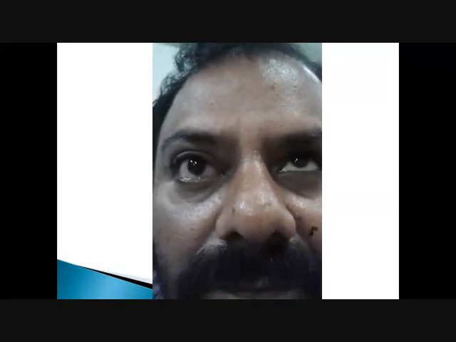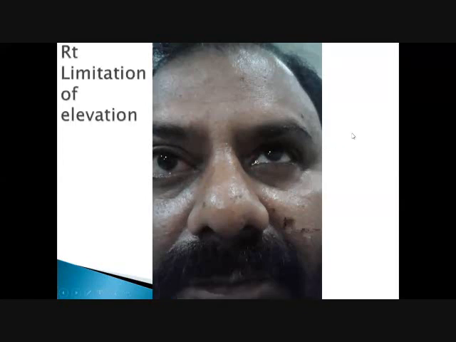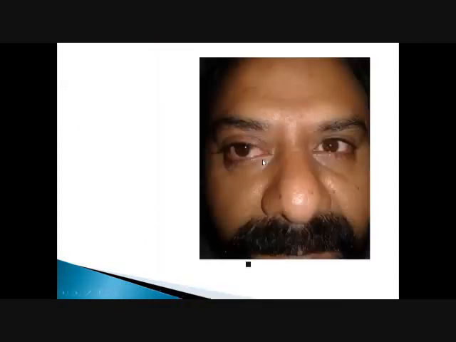So always lift the lids when you are looking for the down gaze, and in the up gaze you can see there is limitation of elevation in the right eye. Okay, so right limitation of elevation. The left eye is going up, but the right eye is not. So in this photograph, you can clearly see the conjunctival congestion and a little bit of puffiness. The eye is more prominent. It is divergent, of course.